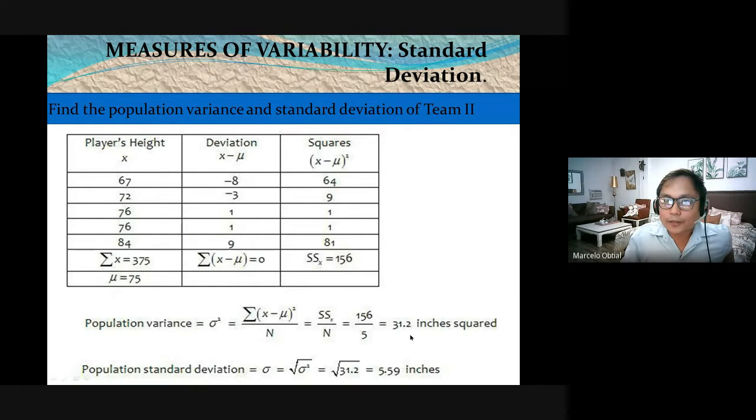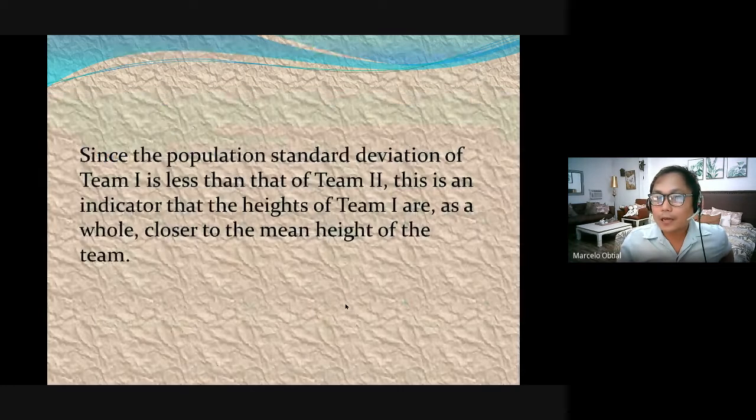Since you're asked for the standard deviation, you need to get the square root of both sides of the equation to get rid of the square here. So the answer for the standard deviation is 5.59 inches. So that's how to solve for your standard deviation.